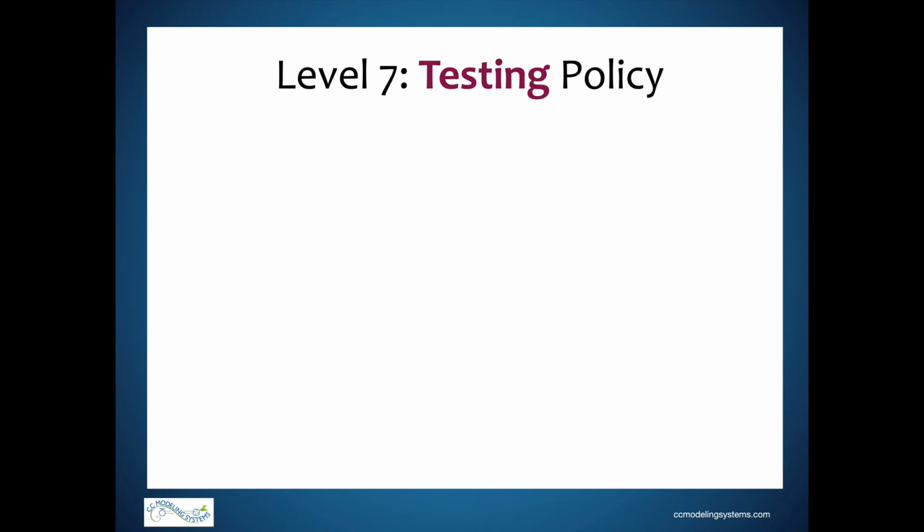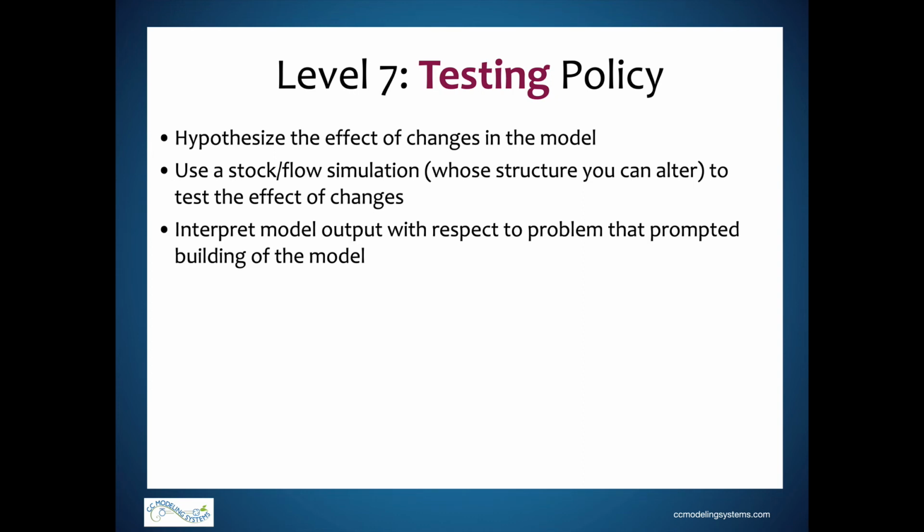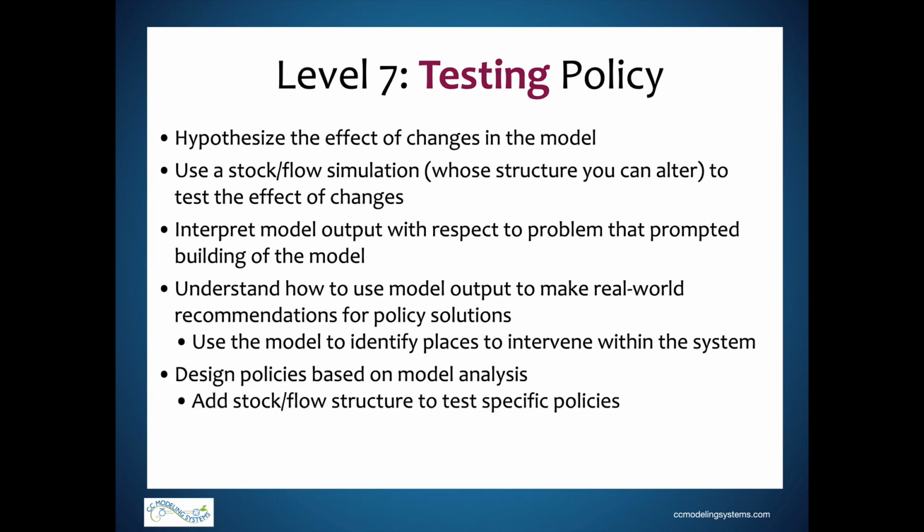Level 7, the last one, is testing policy. Hypothesizing the effect of changes made in the model for model output. Using a stock flow simulation to test the effect of policy changes whose stock flow structure you can alter. Interpreting model output. Understanding how to use model output to make real-world policy recommendations. Designing policies based on model analysis, and recognizing policy resistance.